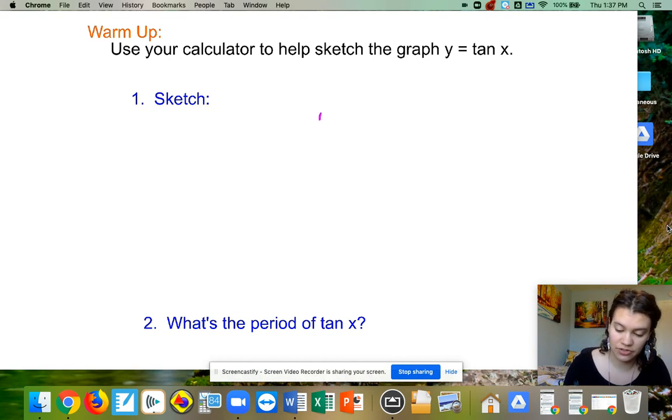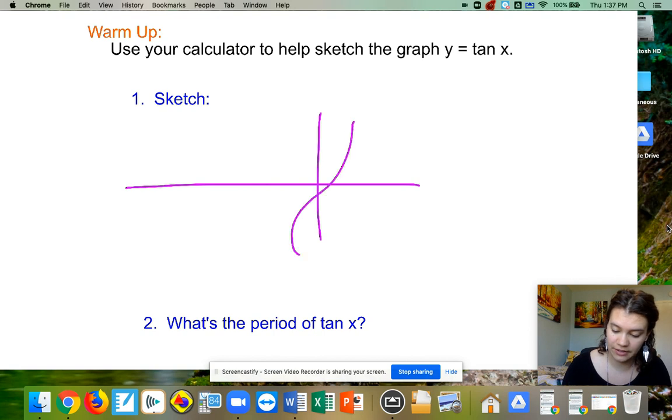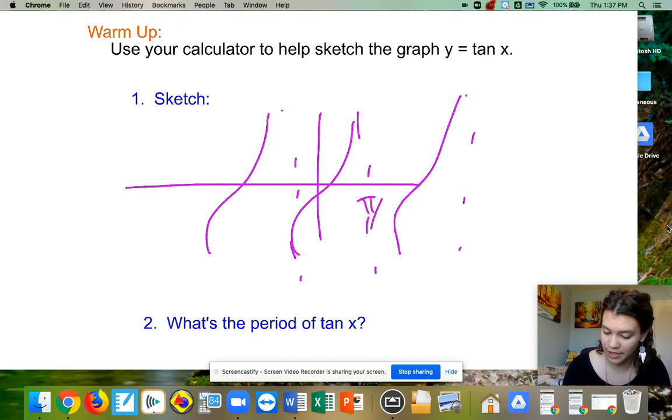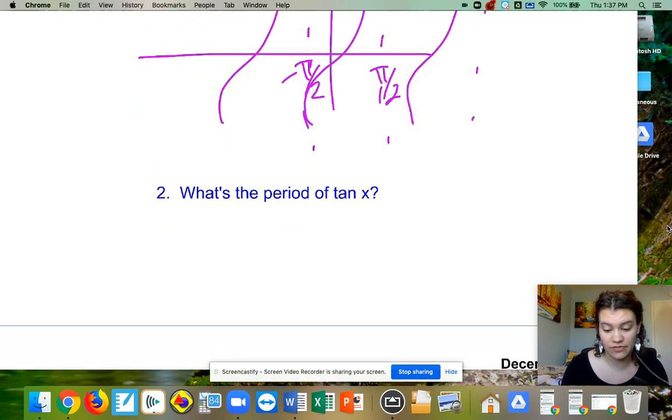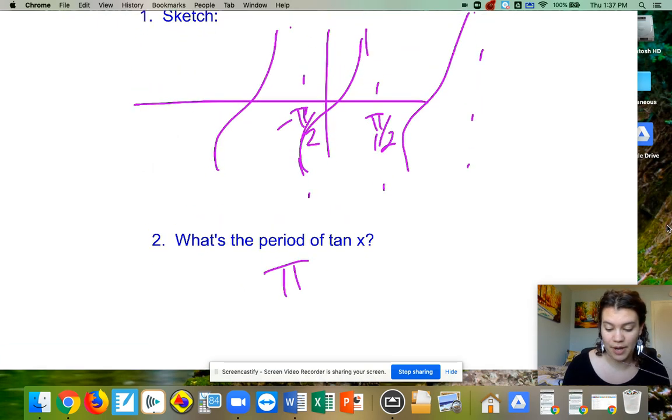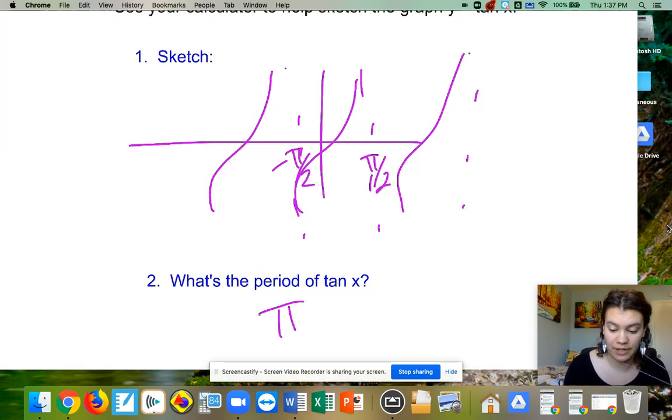Once you're done with that, you should get a graph that looks something like this. These are your asymptotes that I'm drawing in, and these should be at pi over 2 and negative pi over 2. So looking at this, we have to think about what is the period for tangent of x. It's going to end up being pi instead of 2 pi because our cycle here is from negative pi over 2 to positive pi over 2, which is a length of just pi instead of 2 pi.